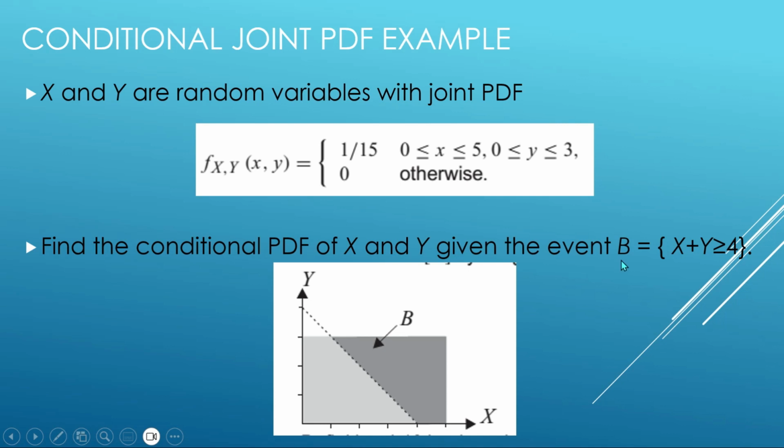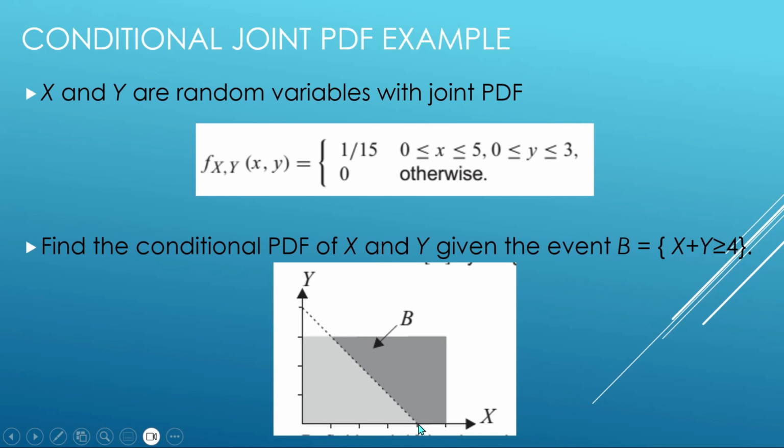Here this event is similar to the previous one, but here the condition is reversed. There it was x plus y is less than or equal to 4. Here x plus y must be greater than or equal to 4. So we will do the same thing as we did in the PMF. The condition says that when we add the value of random variable x with y, it must be greater than or equal to 4.